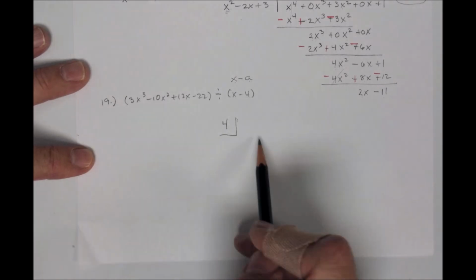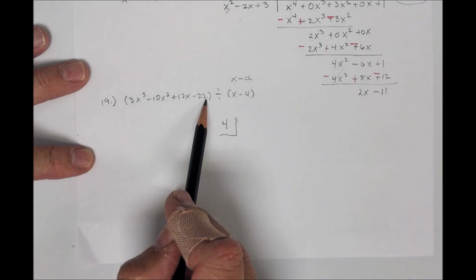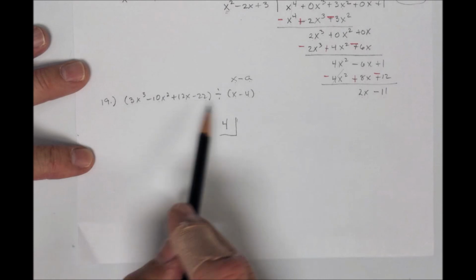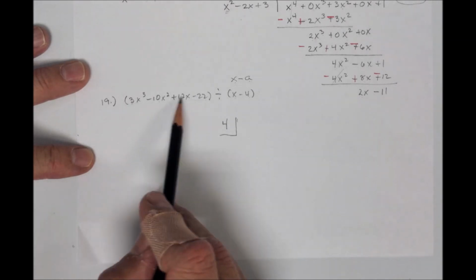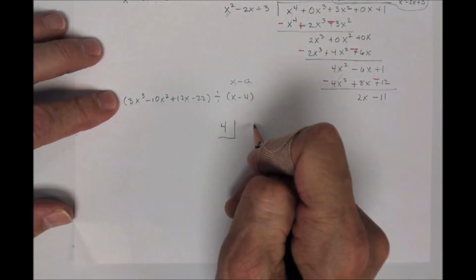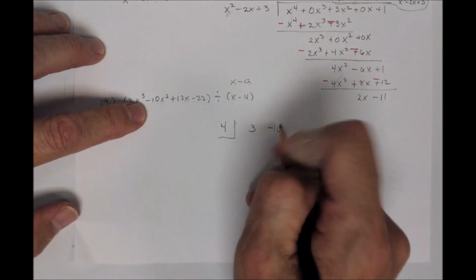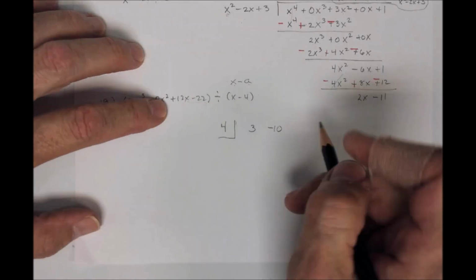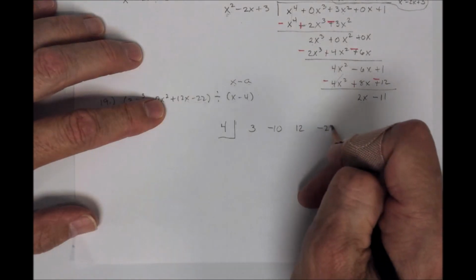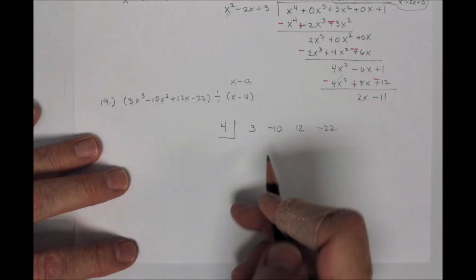Now, what goes out here that you're dividing into are the coefficients of your dividend. Notice descending order, no term skipped. No, I don't need any placeholders. X to the third, x to the second, x to the first, constant. So I'm going to write just the coefficients and the constant term. I'm going to put the 3 from the 3x to the third. I'm going to put a negative 10 for the minus 10x squared. I'm going to put down a positive 12 for the plus 12x. And I'm going to put down a negative 22 for the minus 22 there. Then I leave a little bit of a space underneath so I can stack some numbers.